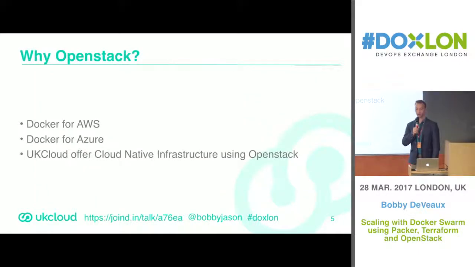Why OpenStack? I'm talking about Docker Swarm on OpenStack. Obviously, UK Cloud have got cloud-native infrastructure, and it's OpenStack. But also, if you want to use Docker Swarm on AWS, you can already use Docker for AWS, and Docker have already got a similar one out, Docker for Azure. They all have CloudFormation templates or the equivalent for Azure. And if you want to do something similar in OpenStack, there isn't anything out there, so you have to use what I've done.